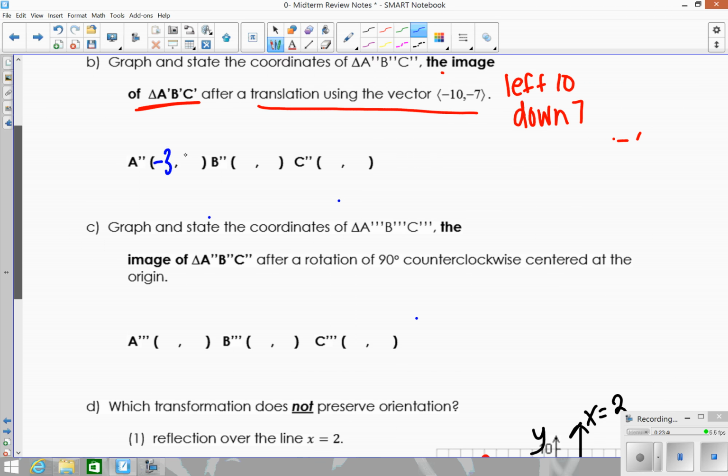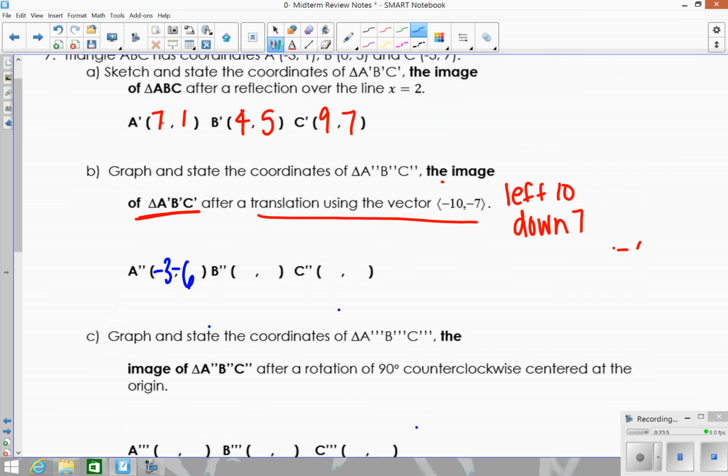So again, if you look at the coordinates here, really what I'm doing is I'm just subtracting. So I take these, I'm subtracting 10 and then subtracting 7. Subtract 10, you get negative 6. Subtract 7, you get negative 2. Or you're just reading the coordinates from the bottom of the page.